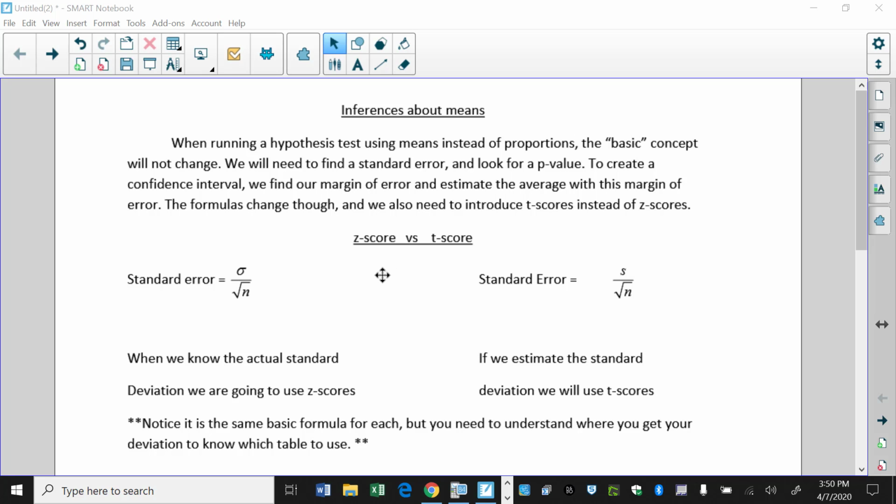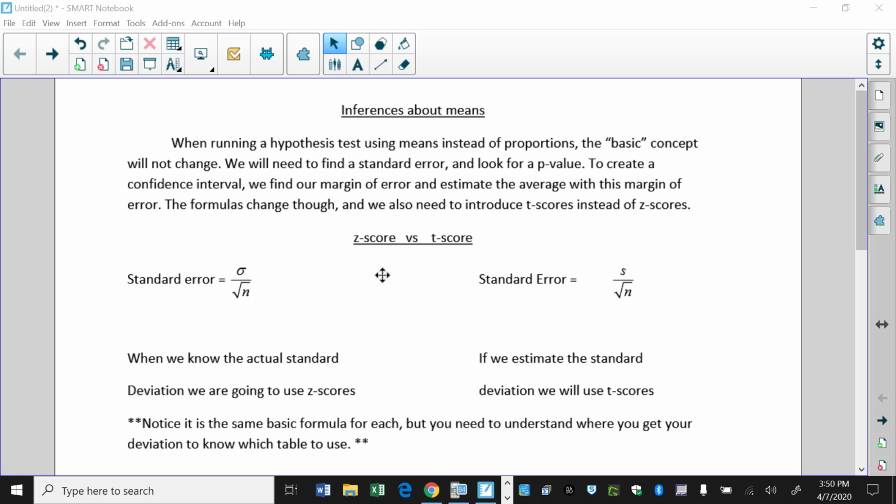So for example, if we are taking SAT scores, we know what the deviation of SATs is. They announce them every year. The average is around 1,000 and the deviation is around 200 for the SATs for students across the country. So we know what that deviation is. IQ scores are similar. A lot of standardized tests, they know what the standard deviation is going in.